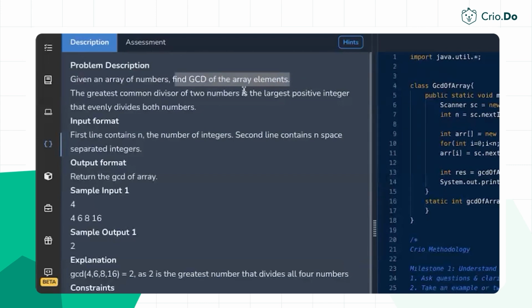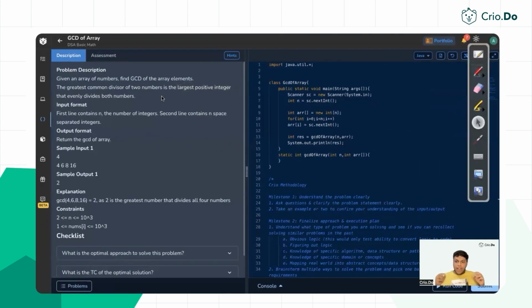GCD of A1, A2, A3, A4. Let's suppose A1, A2, A3 are the array elements. What is GCD? GCD is the greatest common divisor, also known as highest common factor. So GCD or HCF of two numbers is the largest positive integer which will divide both the numbers completely, evenly. It means it is a factor of both the numbers.